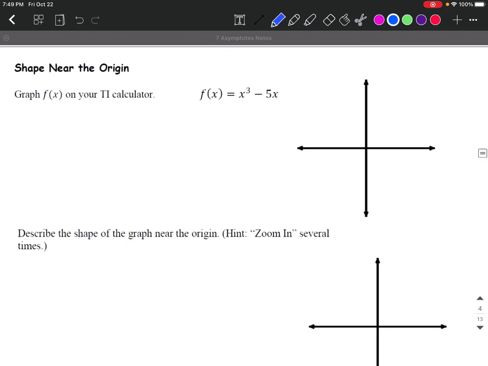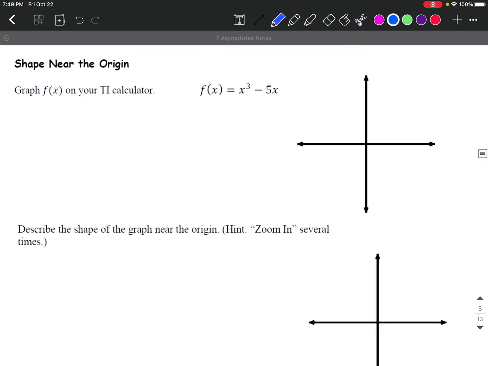at the x value that makes the factor equal to 0. Okay, next we want to talk about the shape of a graph near the origin. Now remember, when we're near the origin, those are really small x values. The x values get really tiny, right? X could be 0.0000000000001, really close to 0.